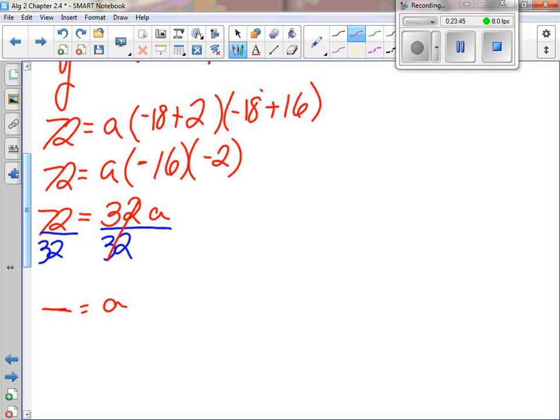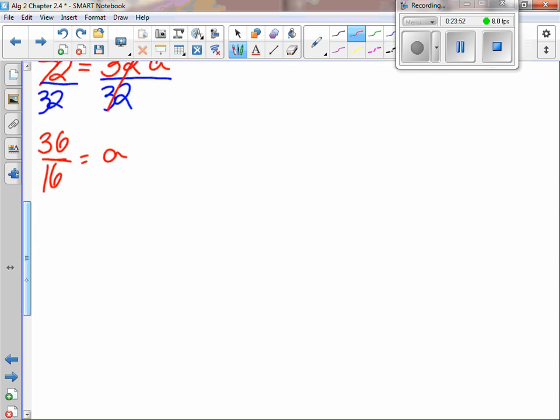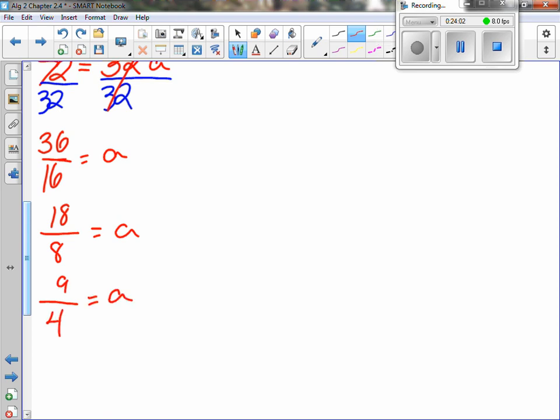As I can see, a 2 comes out, so it'd be 36 over 16. 36 over 16. There's another common factor of 2, so 18 over 8, which would be 9 over 4. Now, a graphing calculator, the TI-30XS or the TI-84 Plus, either one of those will simplify that down to 9/4 for us, so we don't have to do that.